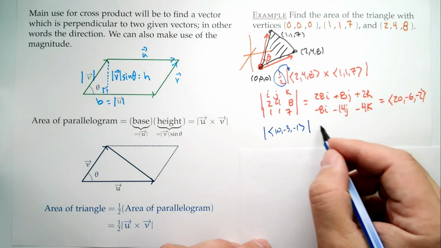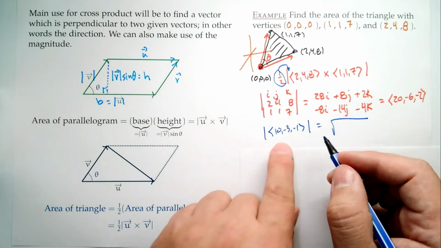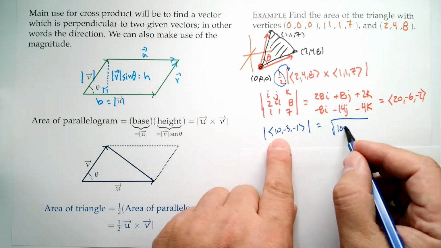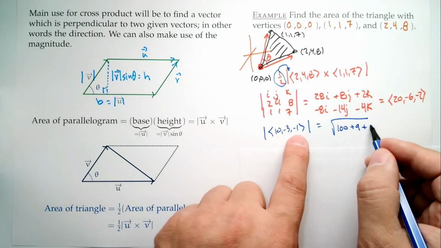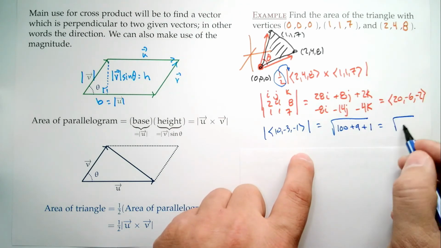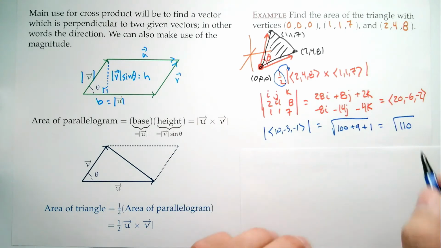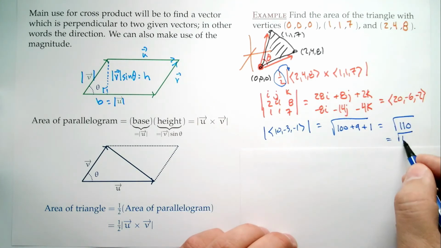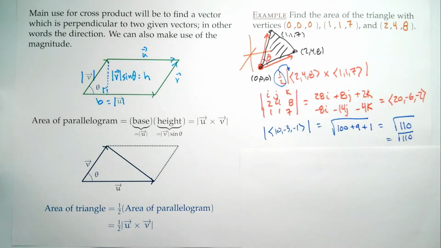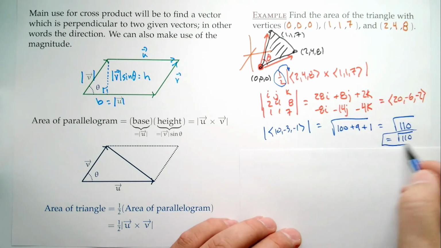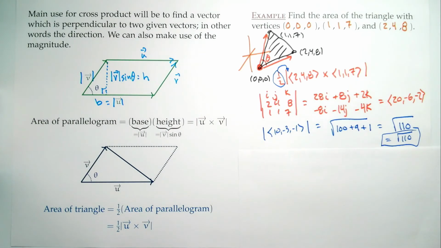Take the magnitude there. All right, the square root of 100 plus 9 plus 1 gives the square root of 110, which you can also write as the square root of 110. Well, it doesn't really simplify in a nice way. Okay, all right. Well, there you go.